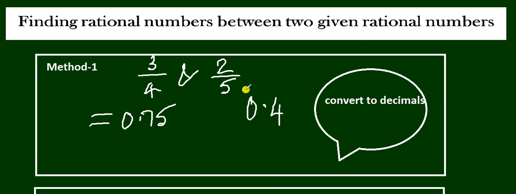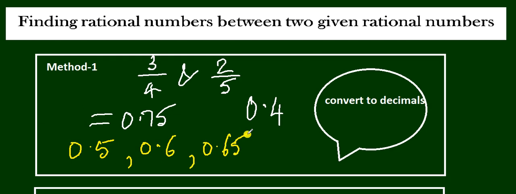As I can see, 0.4 is less than 0.75, so I just look for decimals in between these two. I can take randomly any decimals that lie between these two. Let me take my decimals as say 0.5, 0.6, 0.65 and so on. So this is my first method, where I've got numbers between the two given numbers.